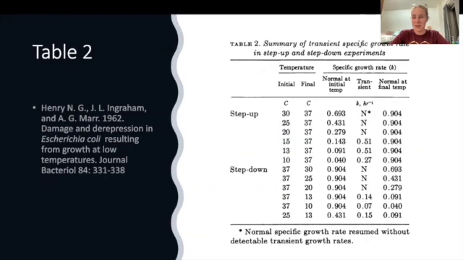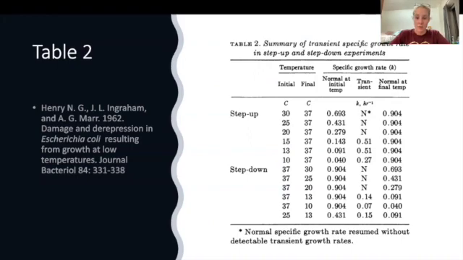As seen in the table, a step-up experiment required the bacteria to be placed in first a lower temperature bath and moved to a bath of 37 degrees Celsius, and a step-down experiment started them in the 37 degrees Celsius bath and moved them to a lower degrees Celsius bath. Throughout this experiment, they calculated the specific growth rate at a normal initial temperature, the transient or middle growth rate, and then the growth rate that was normal at the final temperature.